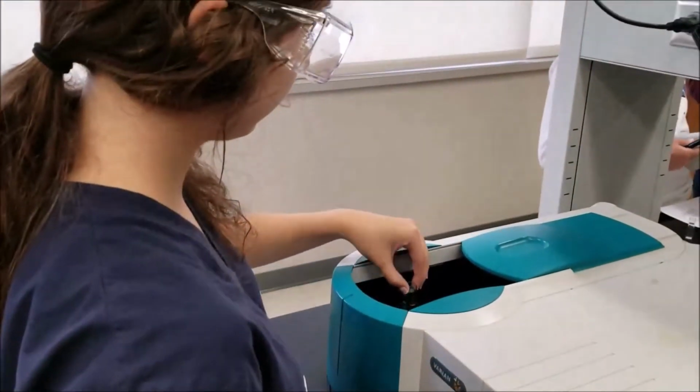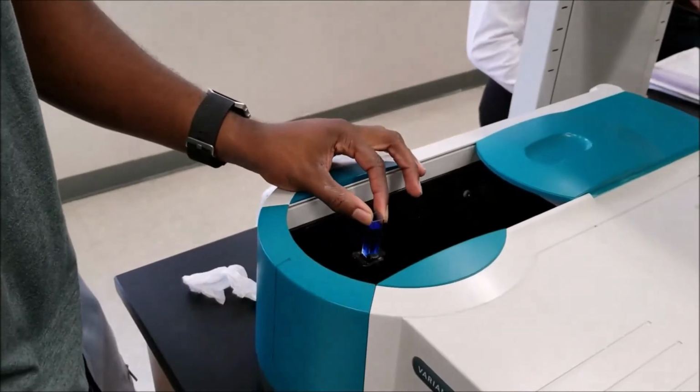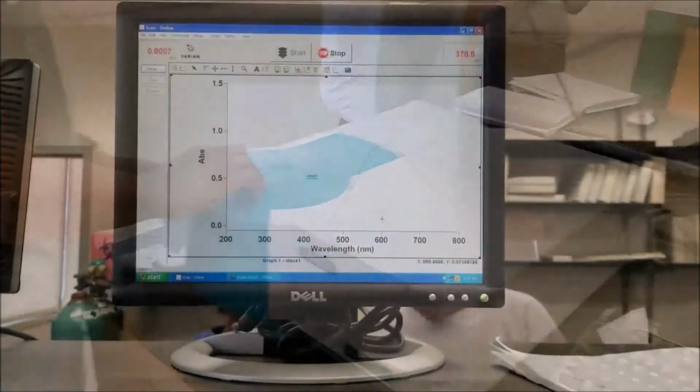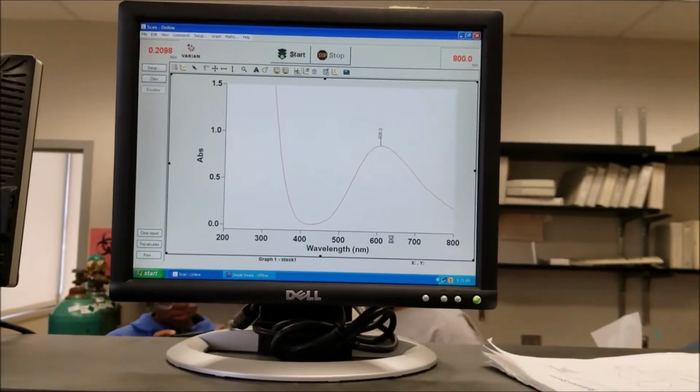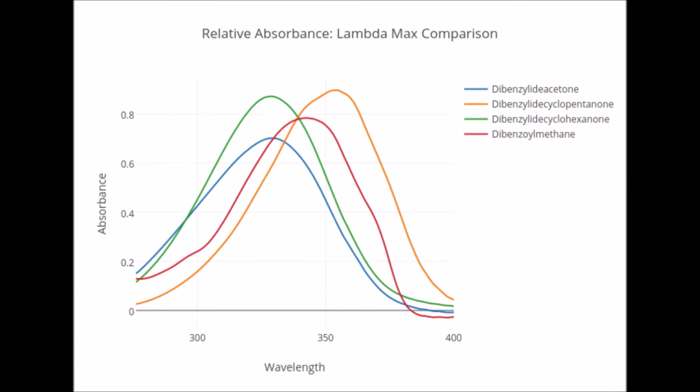After zeroing the spectrophotometer, we moved on to scanning for the absorbance values of the stock solution and the serial dilutions. We started by placing the stock solution into the spectrophotometer and doing a scan across all wavelengths to find lambda max. Lambda max is where the absorbance is maximum at a particular wavelength.